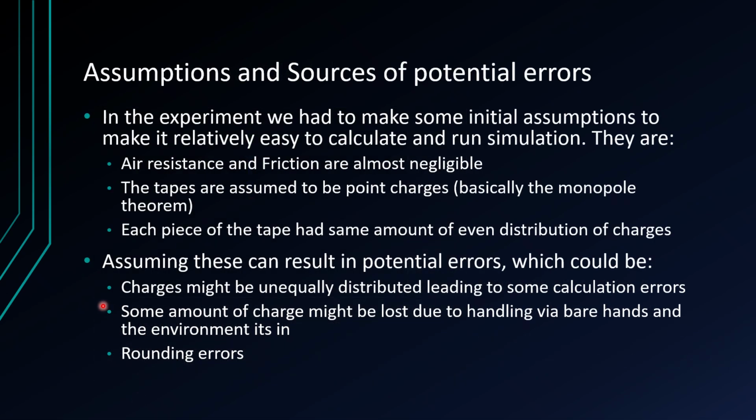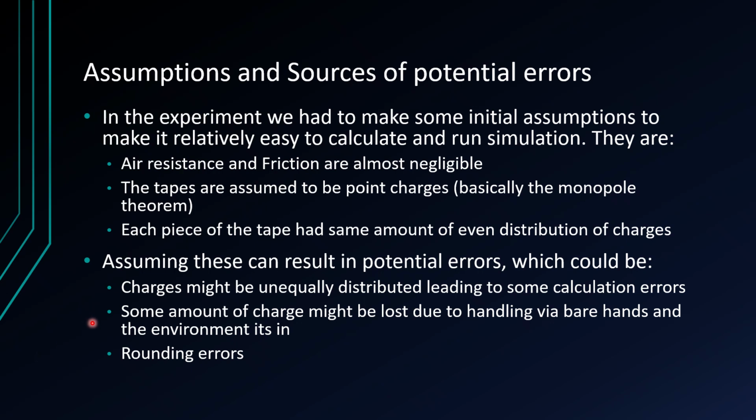Some assumptions we made for this experiment are that the air resistance and friction are almost negligible. The tapes are assumed to be point charges. That's why in the code we have represented them with red and cyan spheres respectively. We are basically using the monopole theorem here. Each piece of the tape had an even distribution of charge, which is another assumption we take.